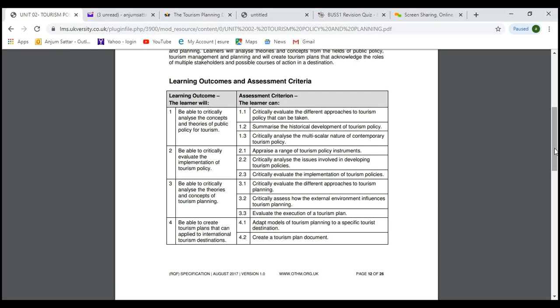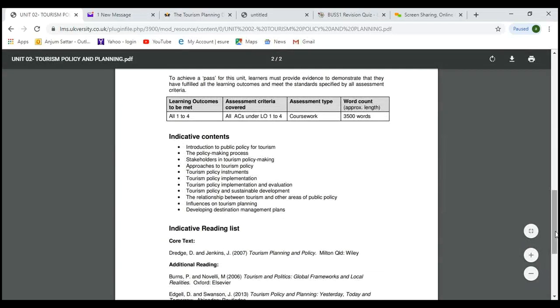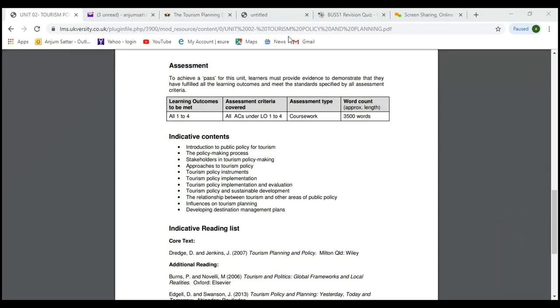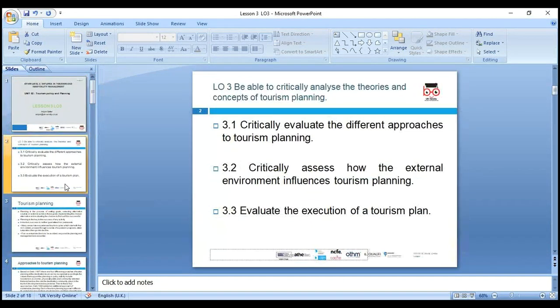So how we can execute a tourism plan, how we can implement plans. Today we're looking at implementation and evaluation, how we can evaluate and how we can implement. So let's move back to our lesson. Welcome everyone. My email address is there in case you need me.